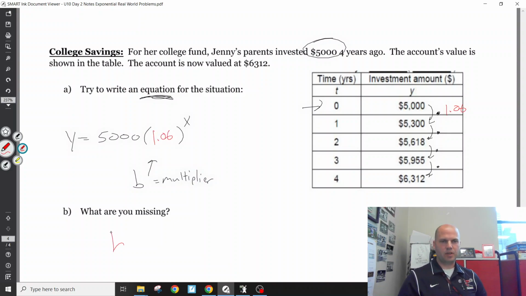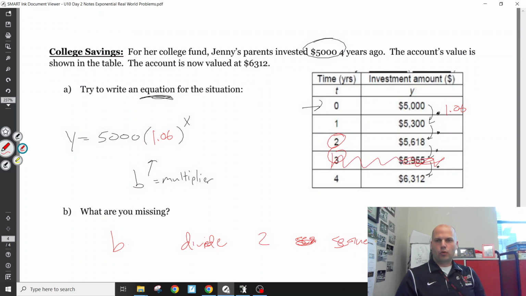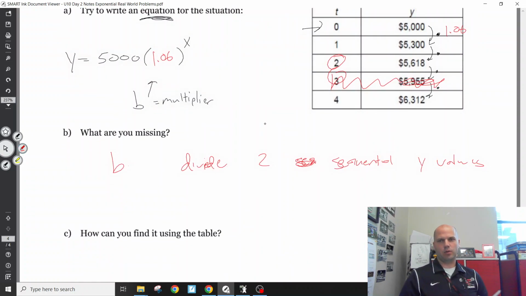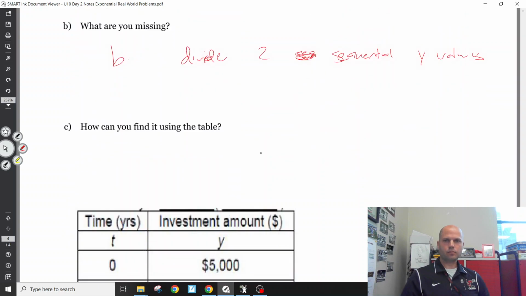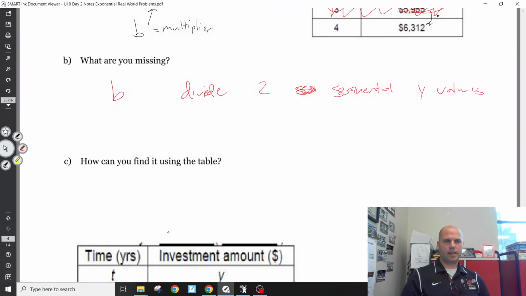Okay, we are missing the B value. We divide two sequential y values. Sequential means they have to be one after the other. You can't divide 6312 by 5618 because you're skipping a year. You'd have to figure out what you're multiplying by squared.